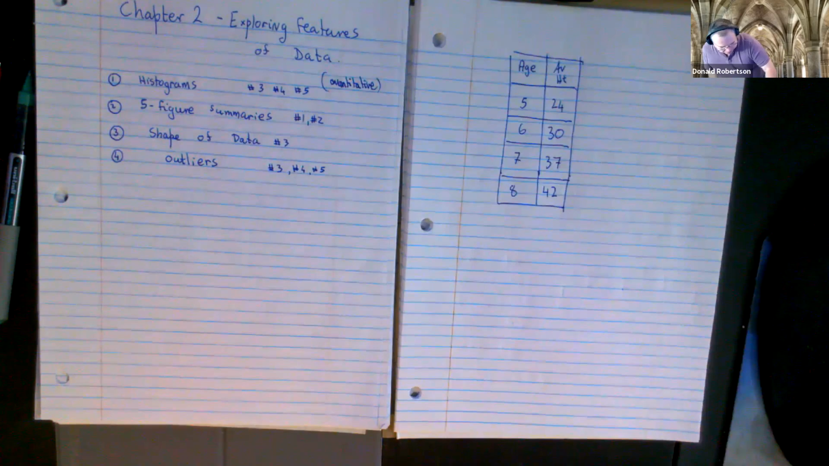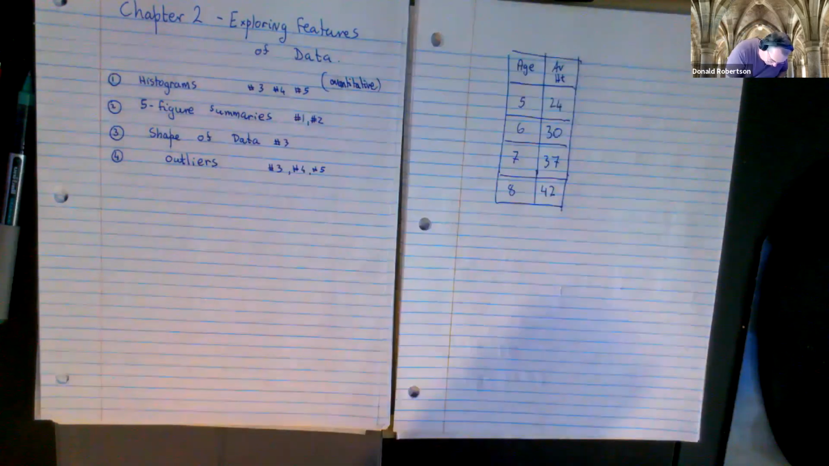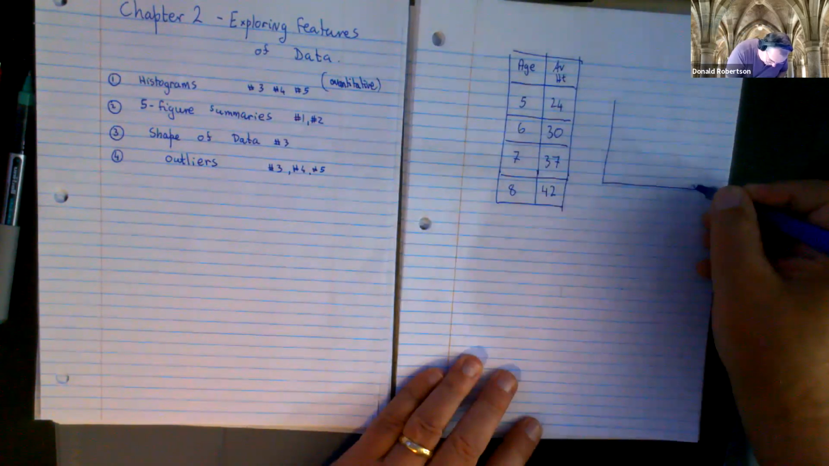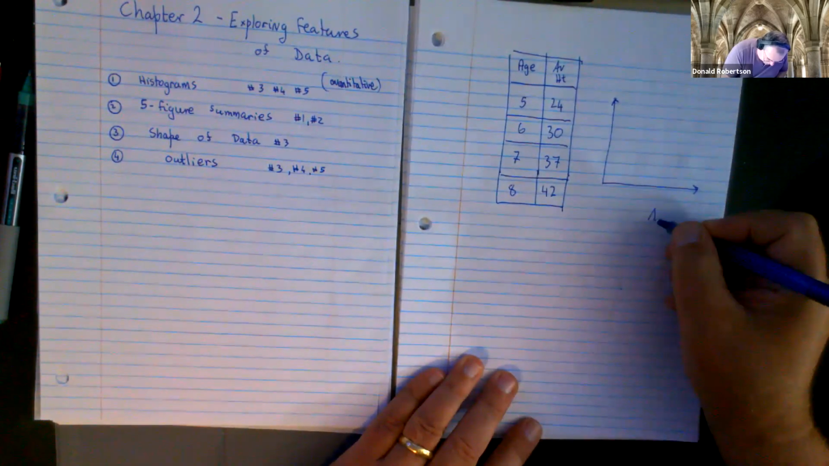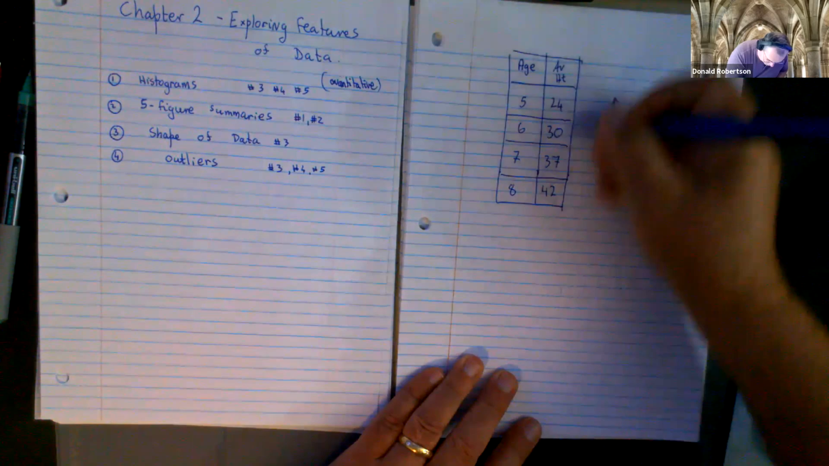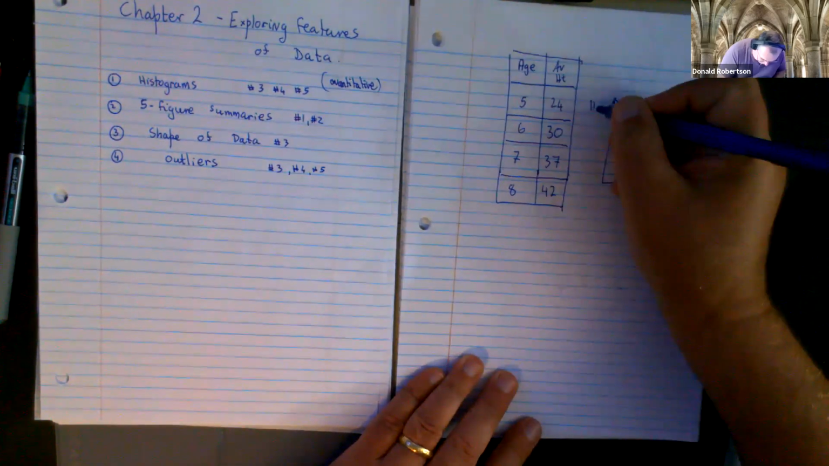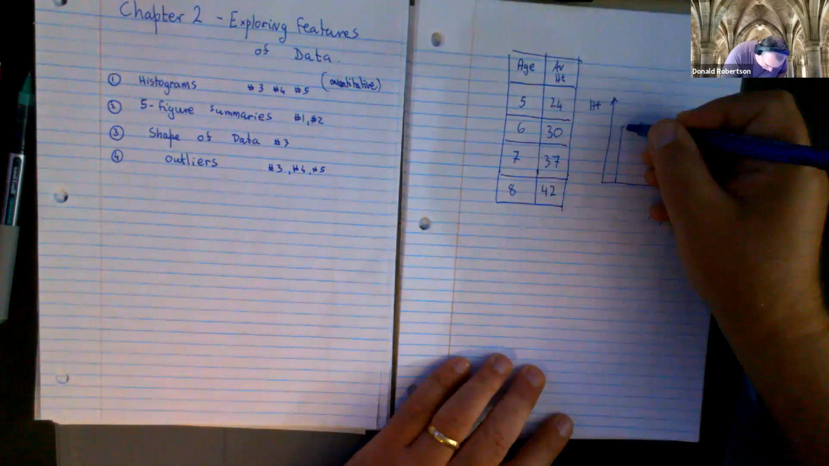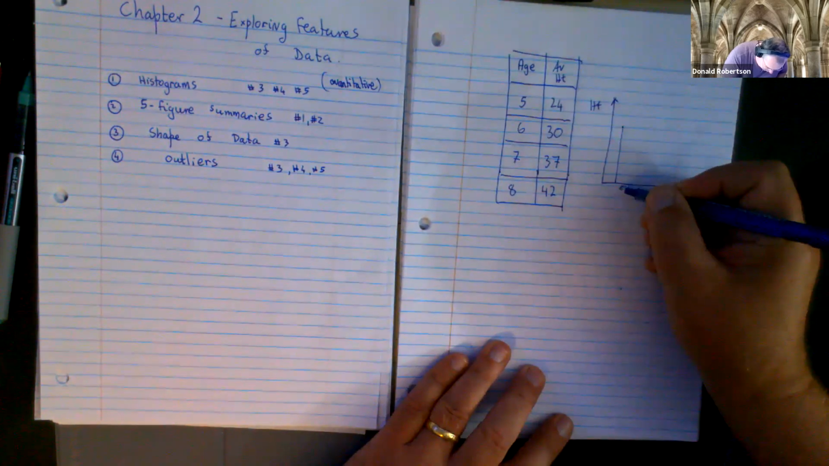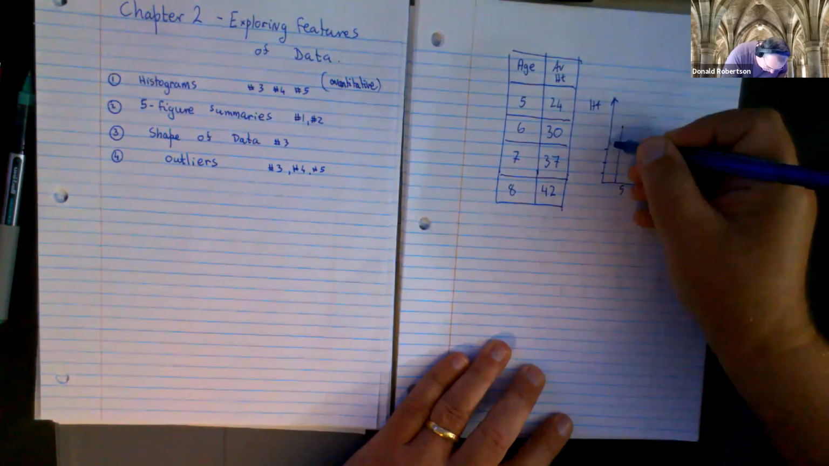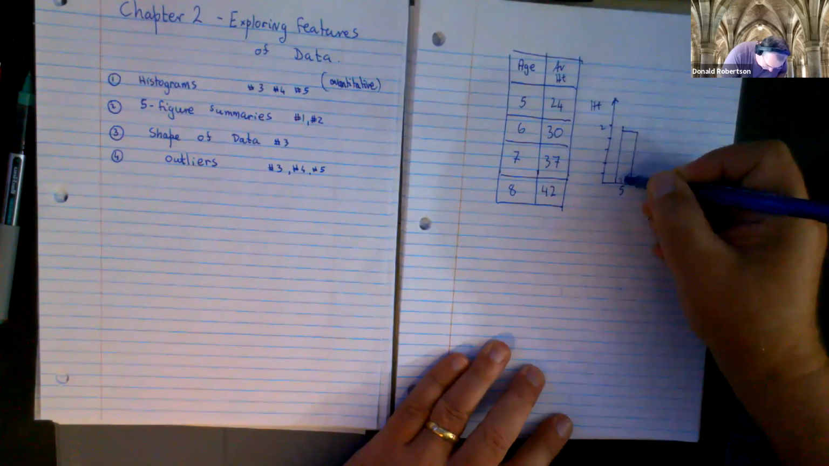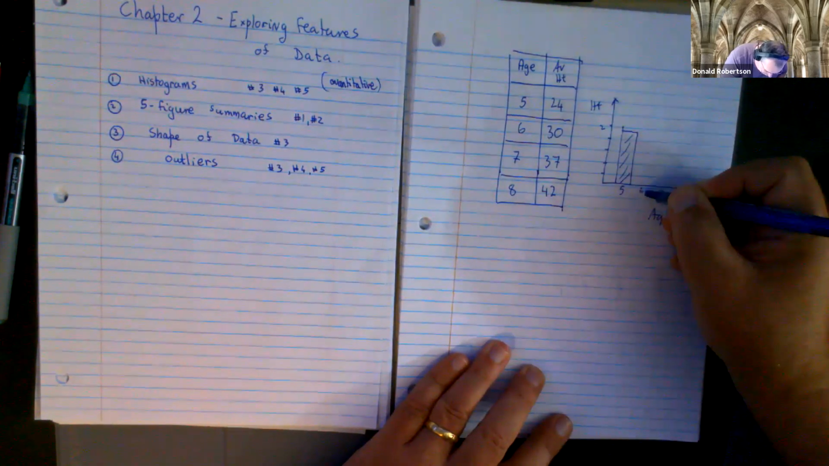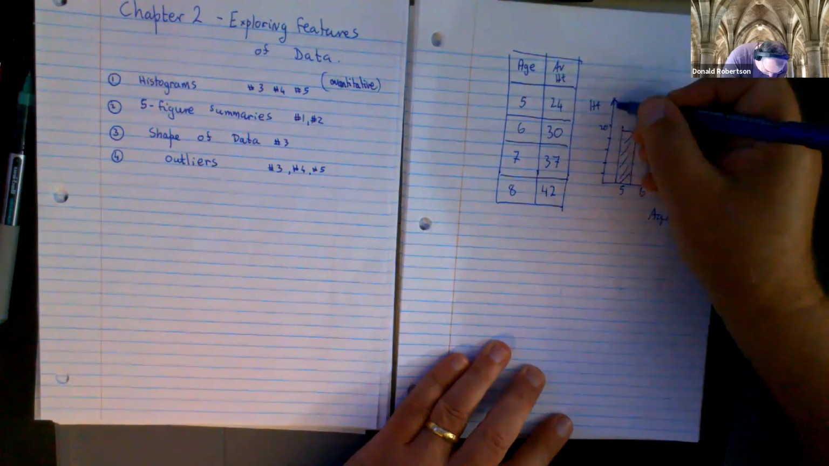So I've got a whole load of data and I want to put it into a kind of chart of some kind. Along the bottom, you could put age, and up the top, you could do, say, height. And what you're looking at is 5-year-olds, 5, 10, 15, 20, 25, so just a little bit shy. 6-year-olds, 30.